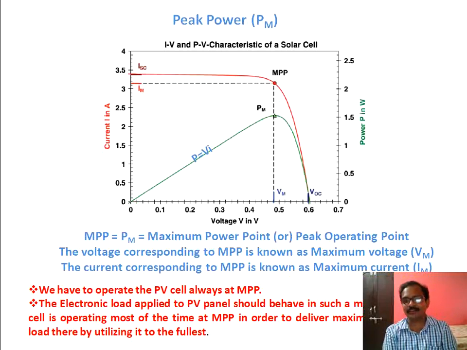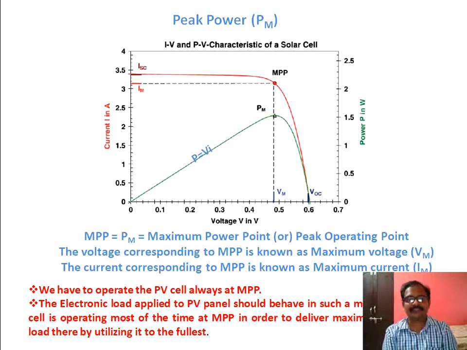If I multiply the I and V, then I will get the P value at the respective points. Now if I draw the P and V curve, I will get a green color curve like that. Now I will get a peak point on the green color curve, which is represented by PM, which is called the peak operating point or maximum power point. If I draw the vertical and horizontal lines from that peak point, and extend the line below until it meets the voltage axis, that point is called the maximum voltage point, VM.